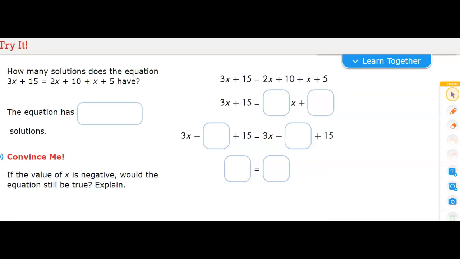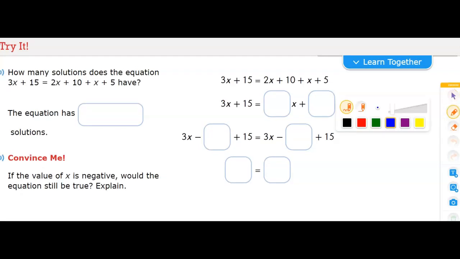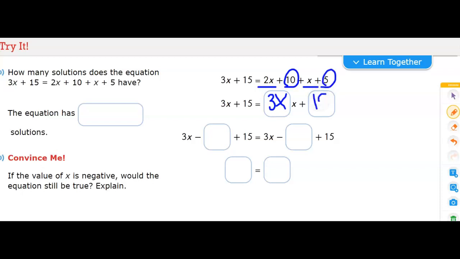How many solutions does the equation 3 times x plus 15 equals 2 times x plus 10 plus x plus 5 have? Let's look at the equation. So we have two combined like terms. So we have 2 times x and 1 times x equals 3 times x, and then 10 and 5 combined equals 15. So we have 3 times x plus 15 is equal to 3 times x plus 15. And I didn't have to add this x here, it's already there. And so we have the same thing on both sides.